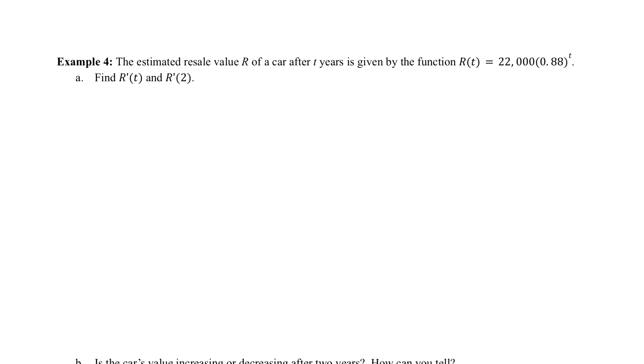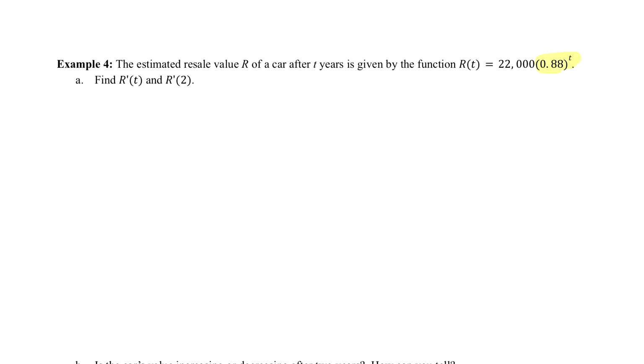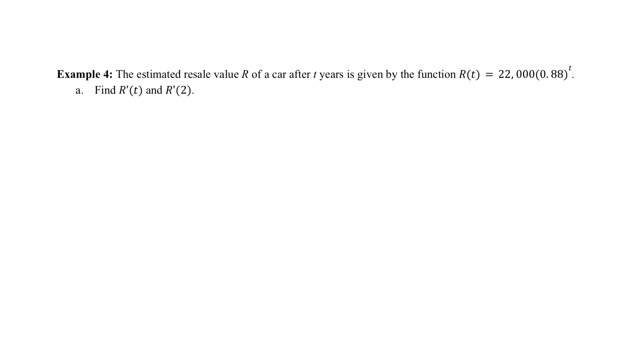So in example 4, it says the estimated resale value R of a car after t years is given by the function R of t equals 22,000 times 0.88 raised to the t power. Part A is asking me to find R prime of t and R prime of 2. Here we have an exponential function where the base is 0.88, so we might want to have the derivative rule for exponential functions written down in front of us.